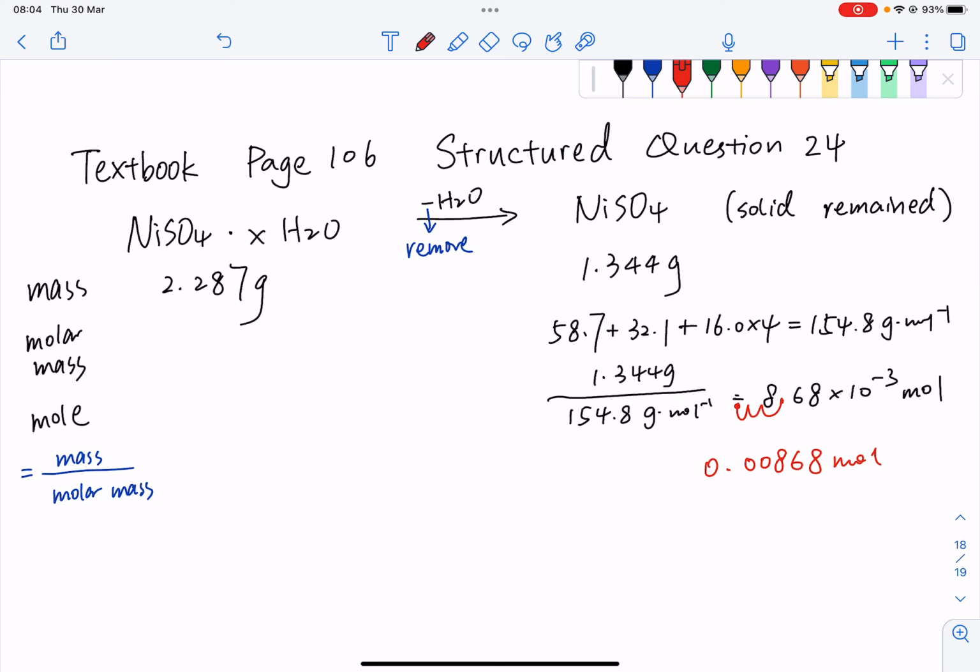Let's take a look at the ratio of the nickel sulfate and hydrated nickel sulfate. If I have 1 mole of nickel sulfate, I should have 1 mole of hydrated nickel sulfate, right? Because these two should be exactly the same. Now I know that the number of moles of nickel sulfate is 0.00868 mole. What is the question asking about? Calculate the value of the integer x. If we have the mole and we have the mass, can we calculate the molar mass?